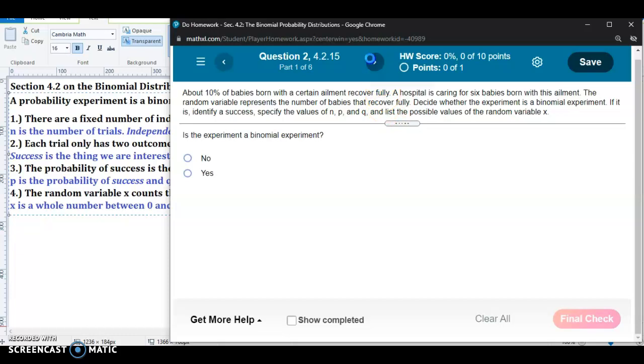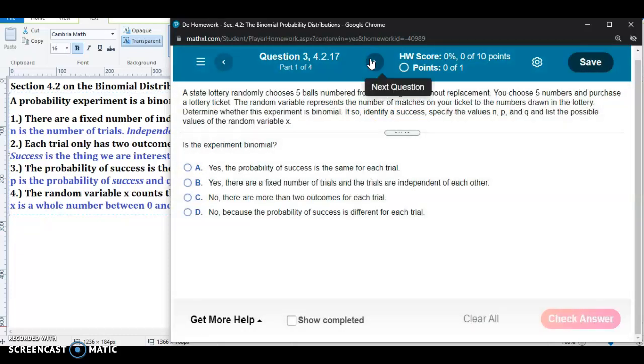I'm going to go ahead and skip number 2, and go to question number 3, which says that a state lottery randomly chooses 5 balls numbered from 1 through 44 without replacement. And the key there is without replacement. You choose 5 numbers and you purchase a lottery ticket. The random variable represents the number of matches on your ticket to the numbers drawn in the lottery. It says determine whether this experiment is binomial, and if so, identify a success, specify the values of n, p, and q, and then list the possible values of the random variable x.